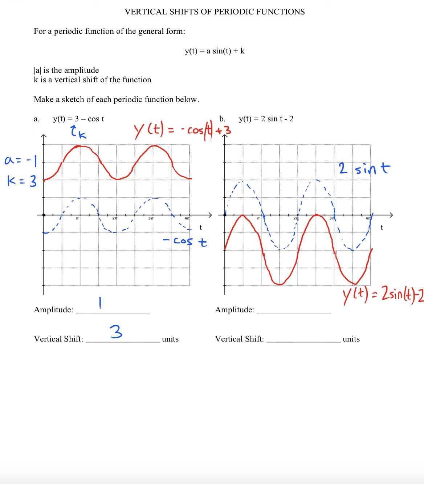Alright, so our amplitude here is 2. So we have a equal to 2. And the a is this number here. And the k is negative 2.